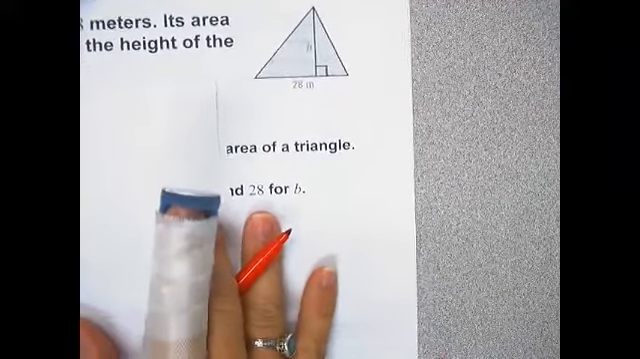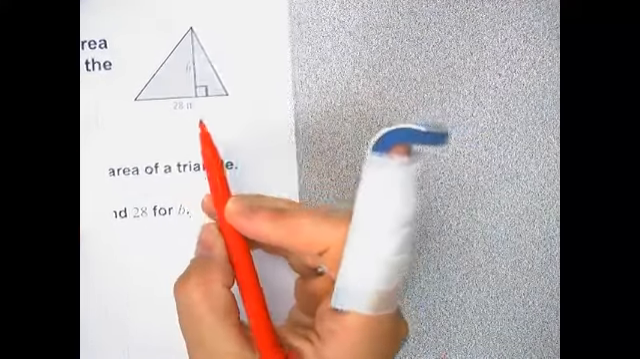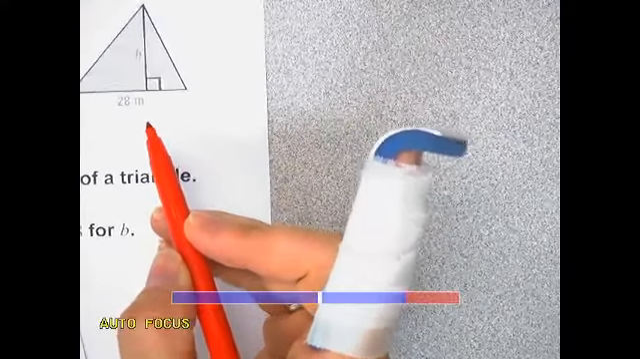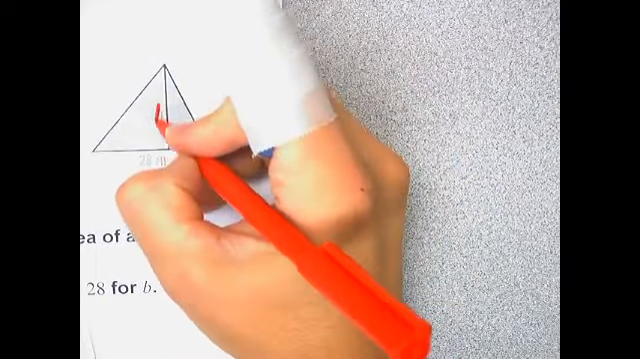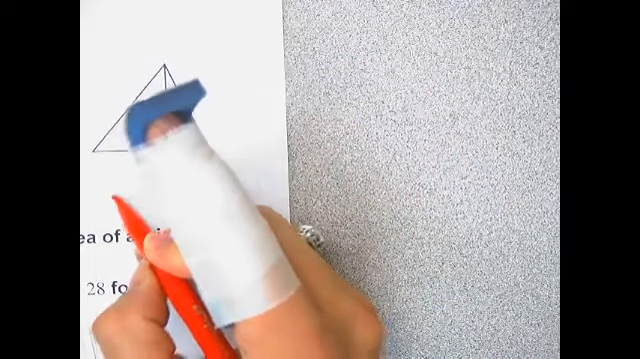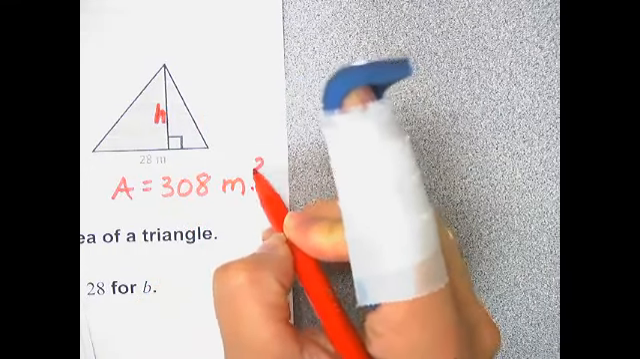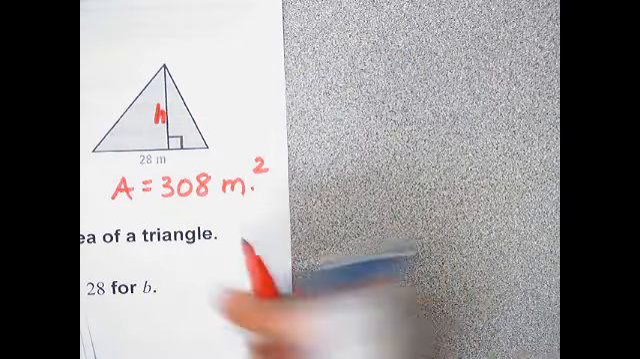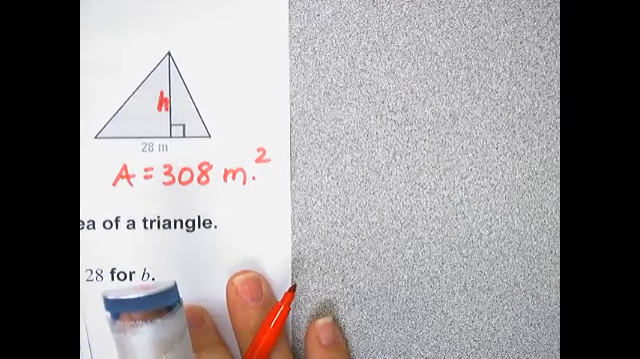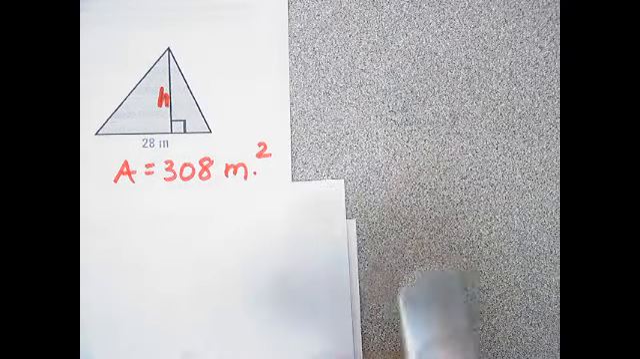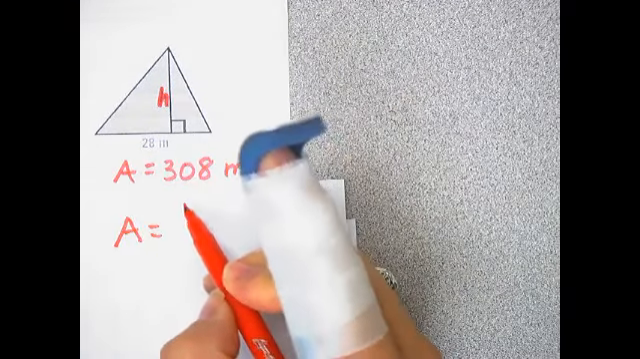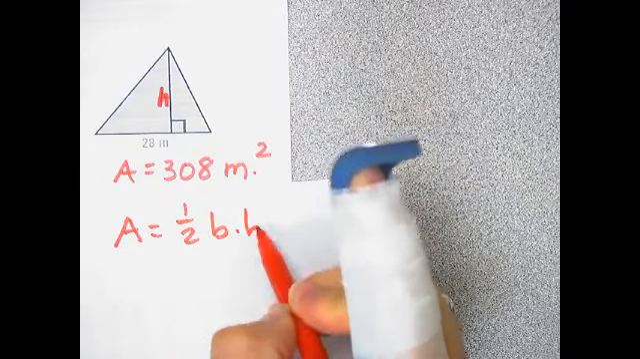All right, and then we'll finish up with one last question. And it looks like this. What do you do if you're given the base of a triangle? You don't know the height, but you're given the total area is 308 square meters.